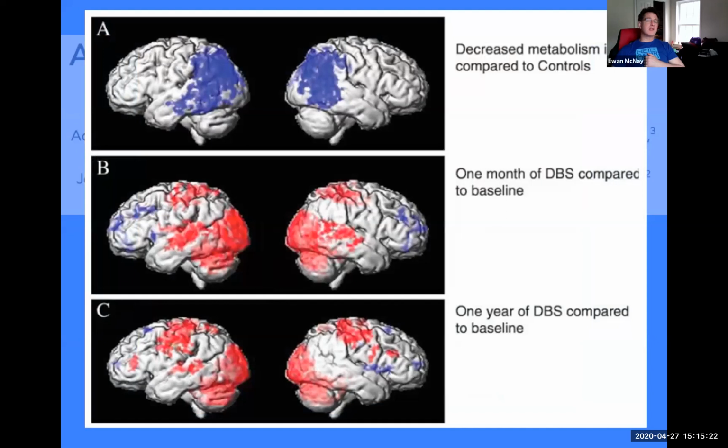And what was really interesting was they had pre-operation this characteristic loss of metabolism. So blue here is low brain metabolism compared to age-matched controls. And after that deep brain stimulation, 1 month later, even 1 year later, these areas of red are increases. So very long-term effects of maintaining an increase in brain metabolism, particularly in the areas that had been decreased, also in some other areas like the cerebellum, as a consequence of this hippocampal stimulation.